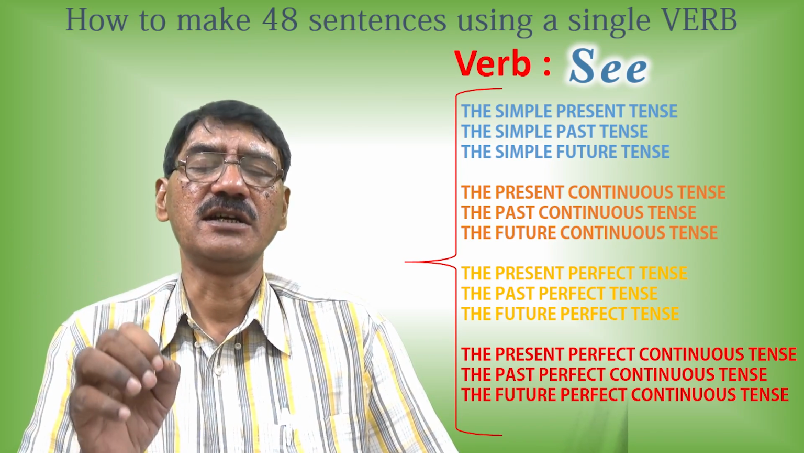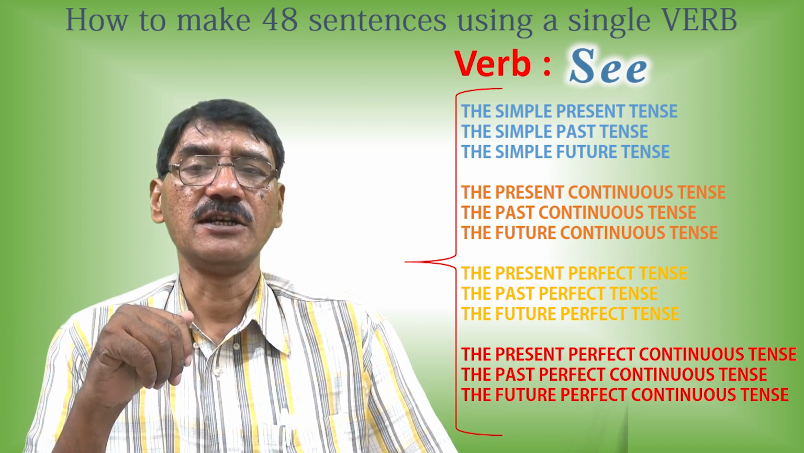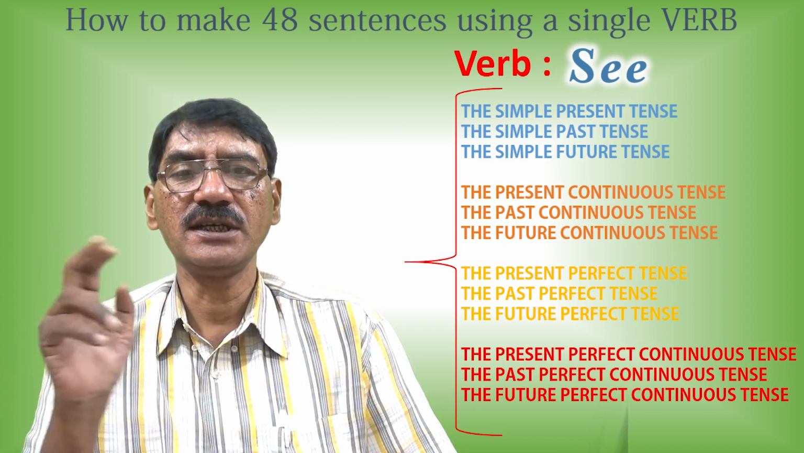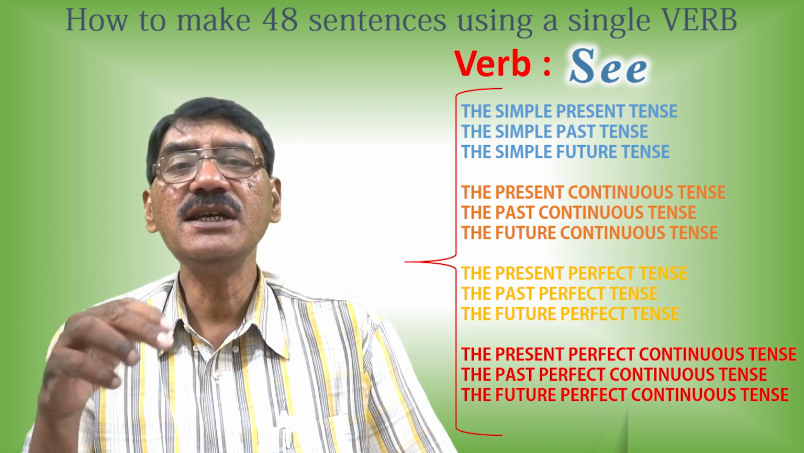Aren't children seeing clearly? Children were seeing clearly. Children weren't seeing clearly. Were children seeing clearly? Weren't children seeing clearly? Children will be seeing clearly. Children won't be seeing clearly. Will children be seeing clearly? Won't children be seeing clearly?